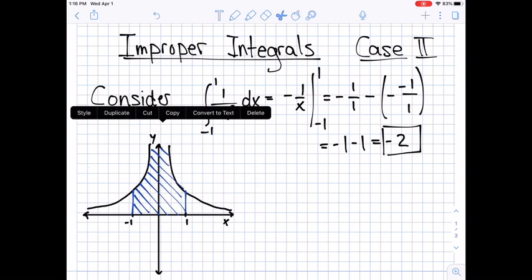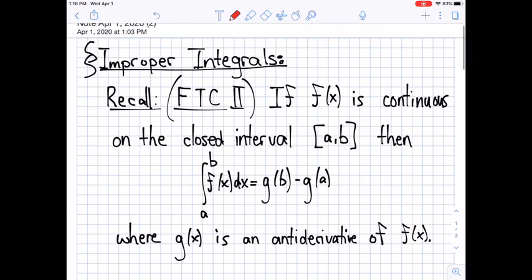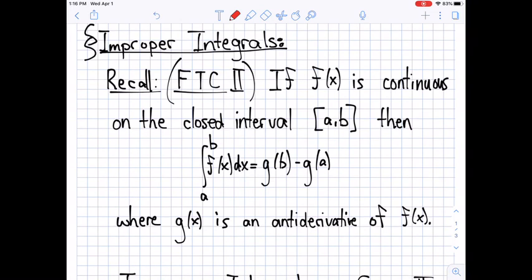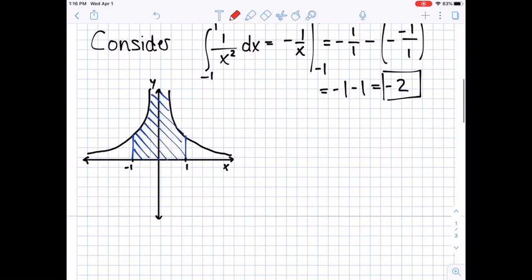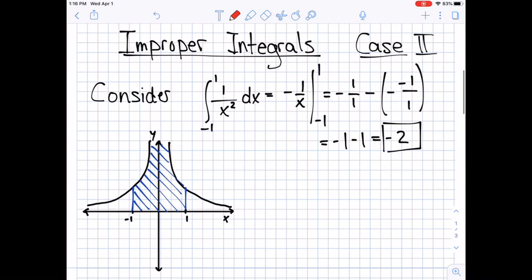Well, last time we said that it's important to consider the conditions under which we can use FTC2. We said, yes, we do need to have a closed interval, and that is the foundation for what we had with type 1 improper integrals. What if we had infinite intervals on which we were trying to integrate? Now we're looking at the second condition, that our function needs to be continuous on the closed interval. And when we look at 1 over x squared, it's pretty clear that we have a discontinuity occurring at x equal to 0. We have that vertical asymptote.